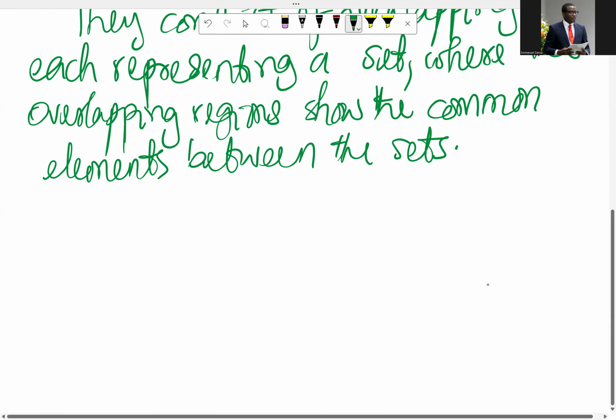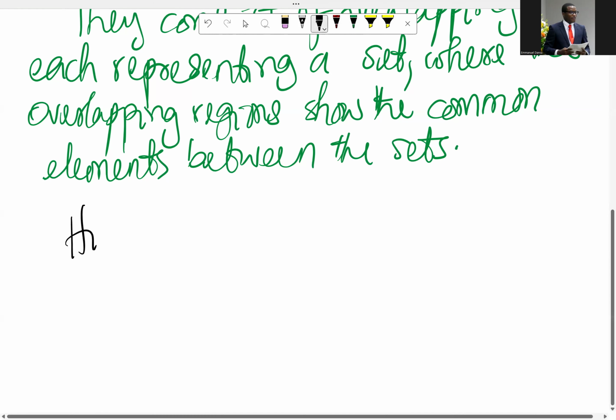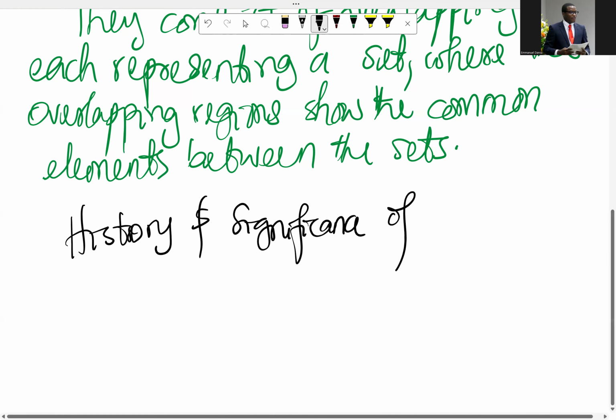Okay. Now, what is the history? What is the significance of Venn diagrams? History and significance of Venn diagrams.